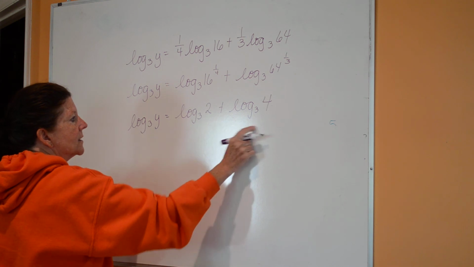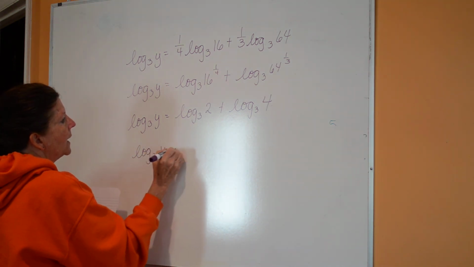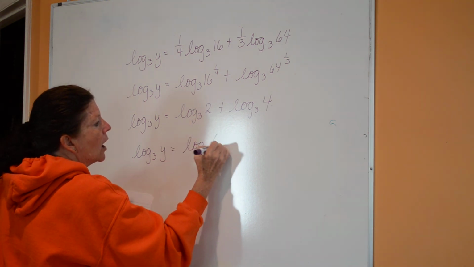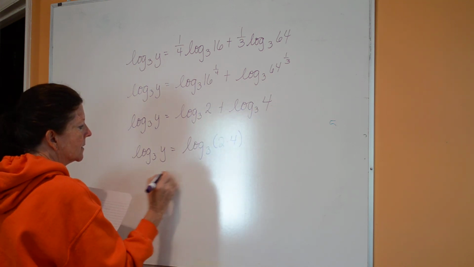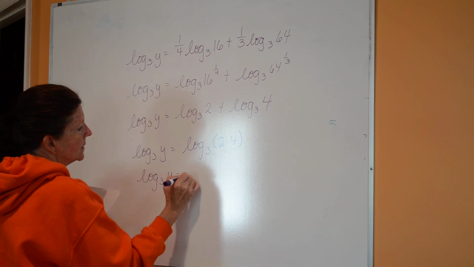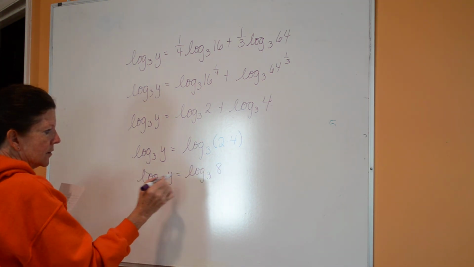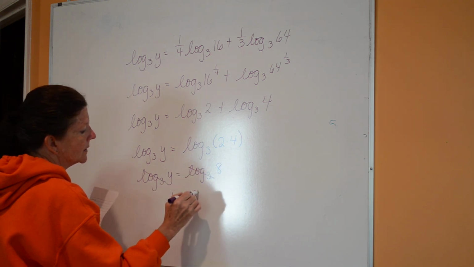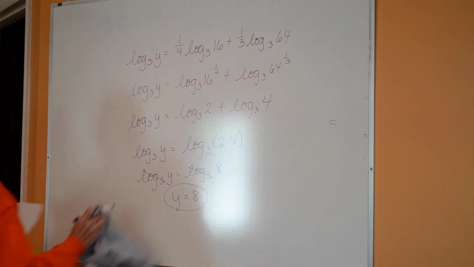Now addition is the same as multiplication, so I have the log base 3 of y is equal to the log base 3 of 2 times 4. This times this. So the log base 3 of y is equal to the log base 3 of 8. Divide through by the log base 3, so y is equal to 8. All right, and of course that works with no issues.